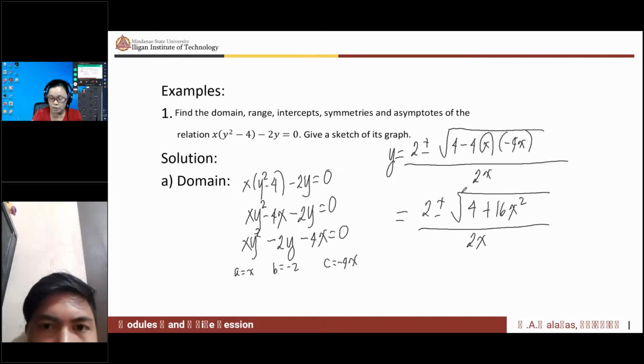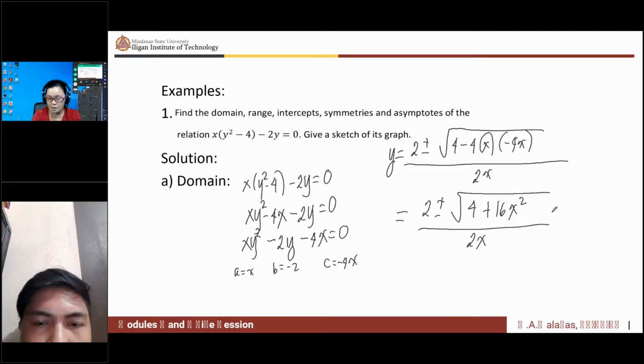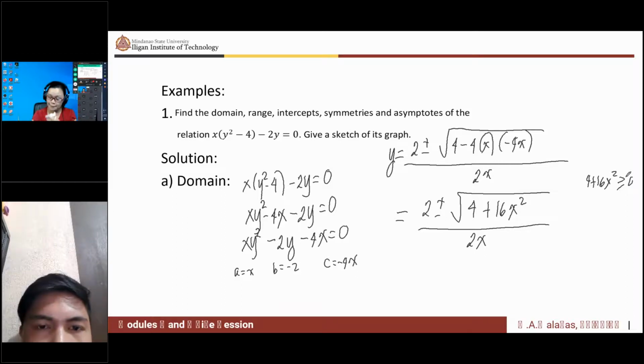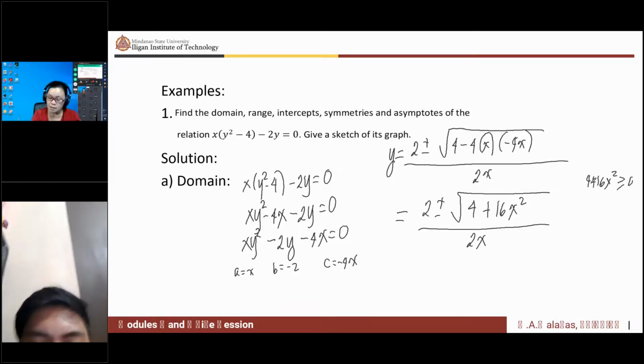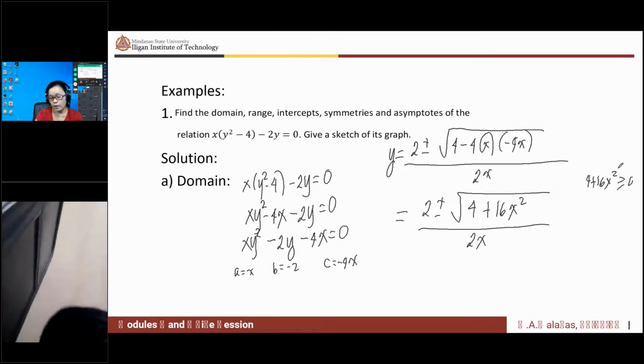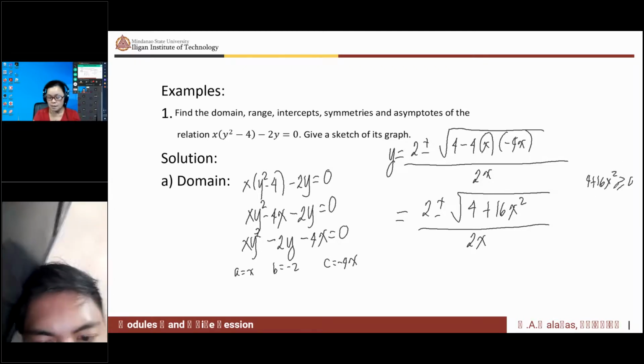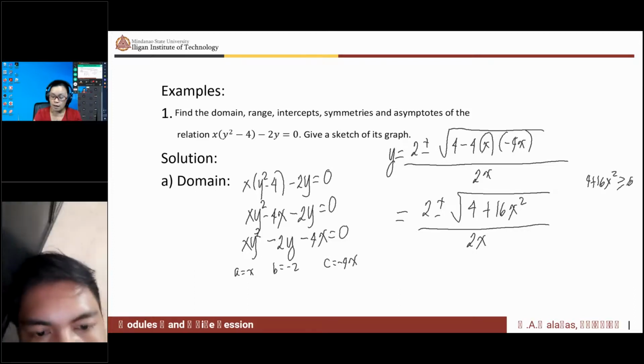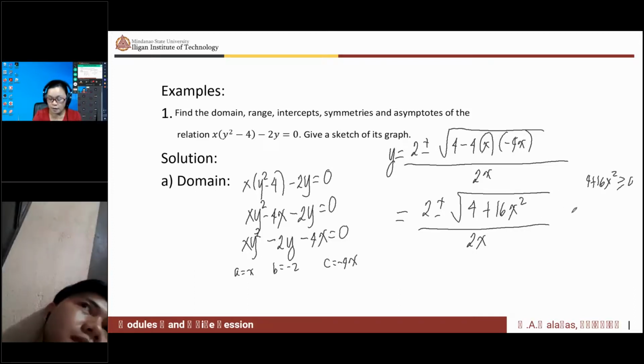Now, if you look at the resulting equation, you look at the radical expression, it is defined for all values of x in the set of real numbers R, because 4 plus 16x squared is always greater than or equal to 0. So that is always defined. Remember, 4 is positive, and x squared is always positive, and you have plus 16x squared. So we don't have a problem with the radicand.